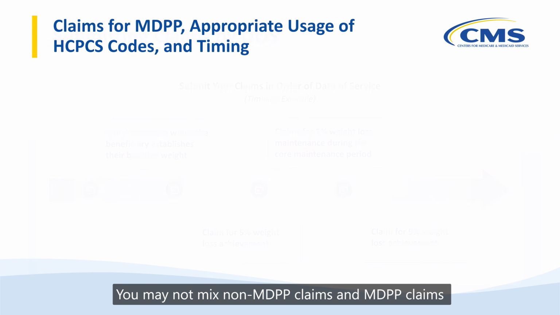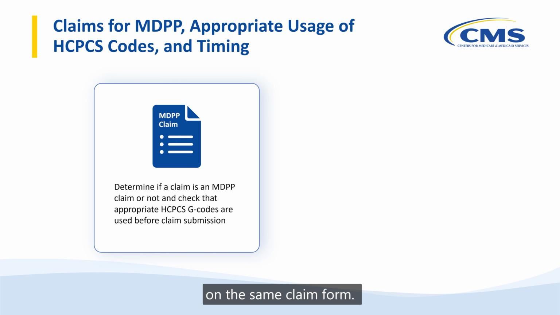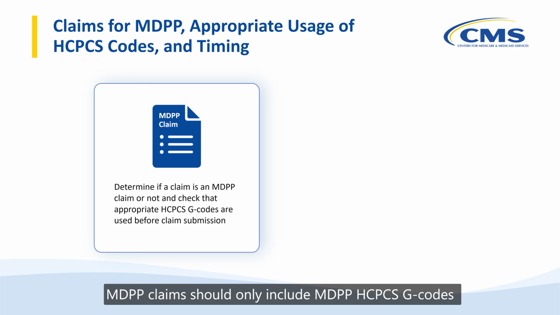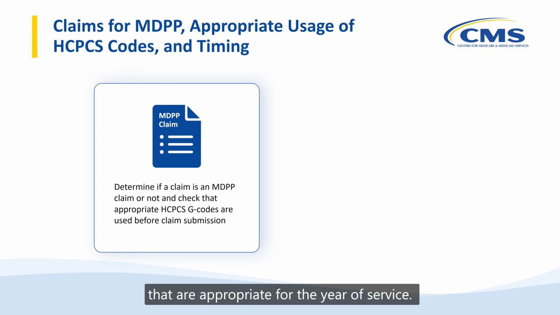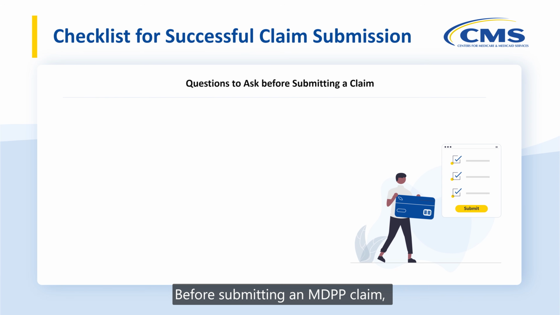You may not mix non-MDPP claims and MDPP claims on the same claim form. MDPP claims should only include MDPP HCPCS G codes that are appropriate for the year of service. Your claim will be denied if filed more than 12 months after the date of service. Before submitting an MDPP claim, please ask yourself the following questions.